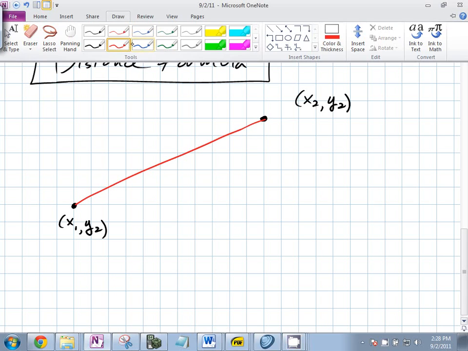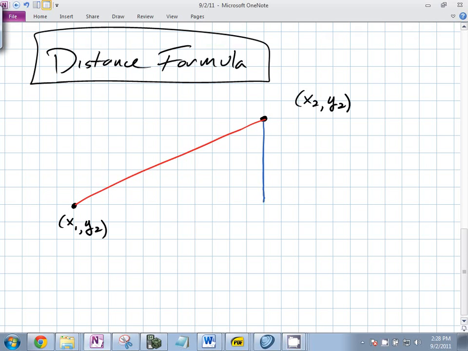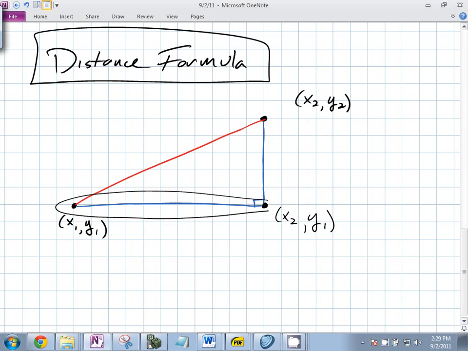First, I'm going to construct a right triangle. What's the x-coordinate at that bottom right? What's the x-coordinate right there? Yeah, x2, because it has the same x-coordinate of this point, right? Can someone tell me what the y-coordinate is right here? y1. Very good. Can someone tell me, this is a little trickier, the length of this side right here in terms of the coordinates? It's a horizontal line. How long is that side?